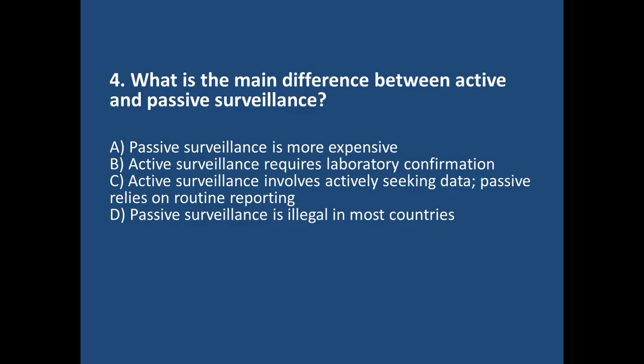Question number 4. What is the main difference between active and passive surveillance? A. Passive surveillance is more expensive. B. Active surveillance requires lab confirmation. C. Active surveillance involves actively seeking data. Passive relies on routine reporting. And D. Passive surveillance is illegal in most countries.